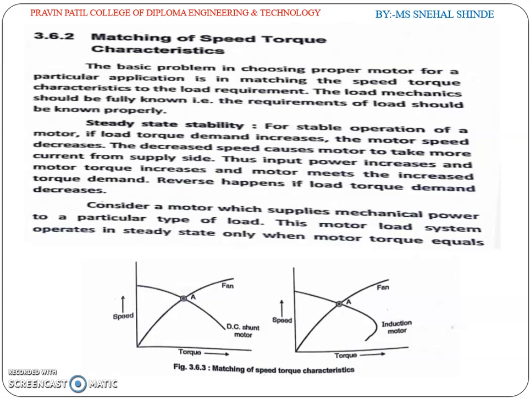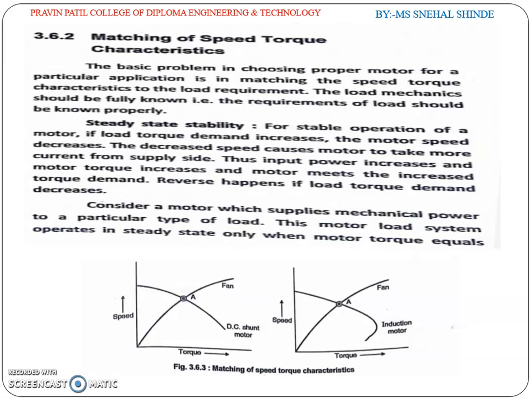Second is the matching of the speed torque characteristics. The basic problem in choosing a proper motor for a particular application is in matching the speed torque characteristics to the load requirement. The load mechanism should be fully known, that is, the requirements of the load should be known properly.